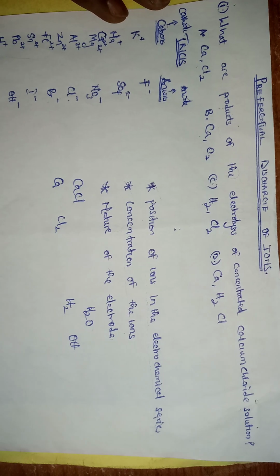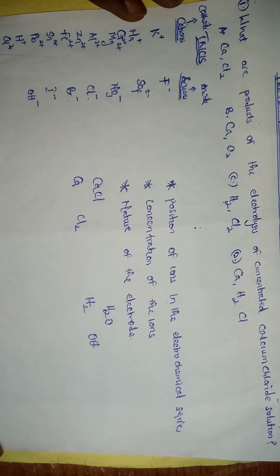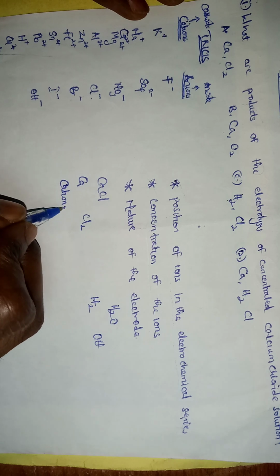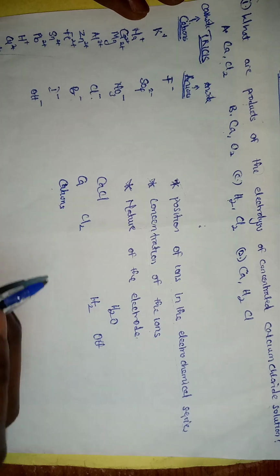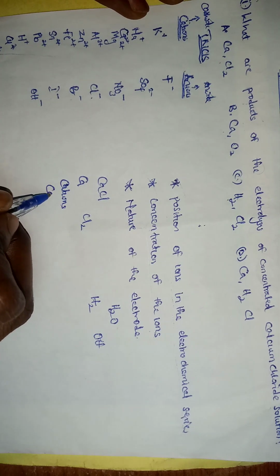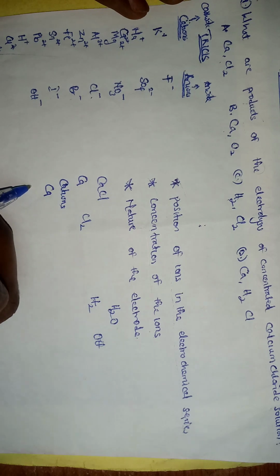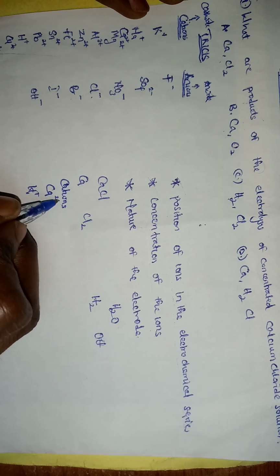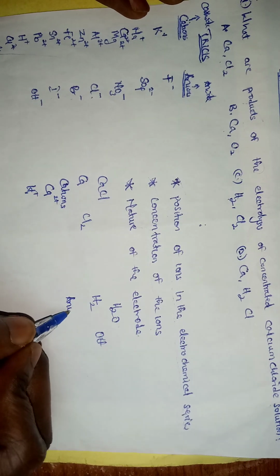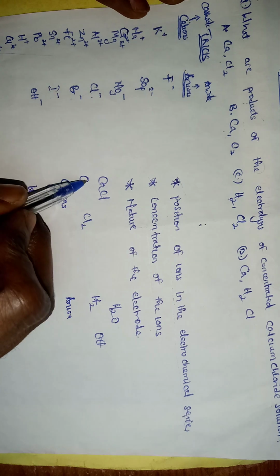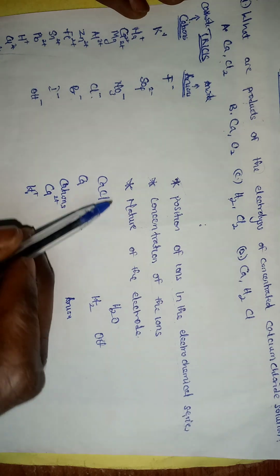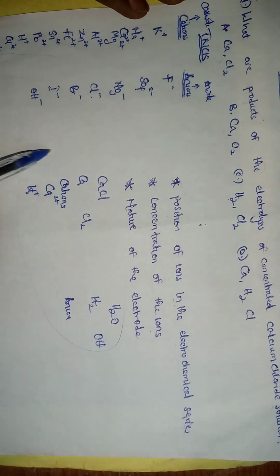So now we are going to have the cations and the anions. The cations are the ones that will migrate to the cathode. So we are going to have calcium and hydrogen, both of them positive ions. Both the hydrogen and the calcium are the cations that we have in this kind of solution.